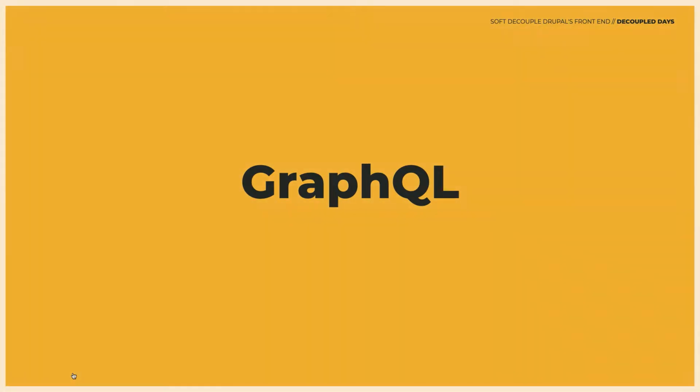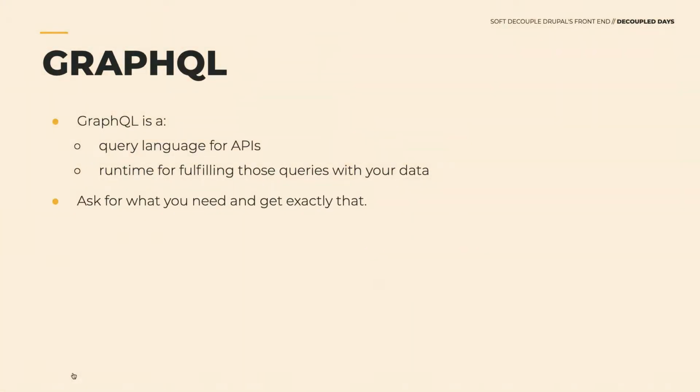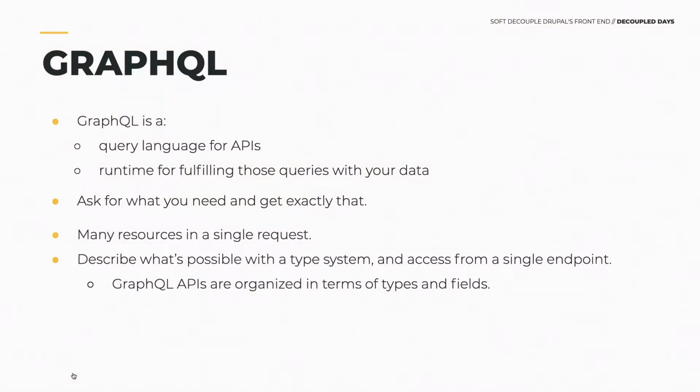So GraphQL. As we've heard, GraphQL is a query language for APIs and a runtime for fulfilling those queries with your data. You can just ask for what you need, and you get exactly that back. You can get many resources in a single request, which is really cool. Basically, you describe what's possible with the type system and access it from a single endpoint. GraphQL APIs are organized in terms of types and fields.